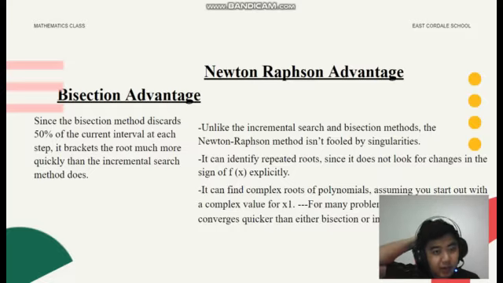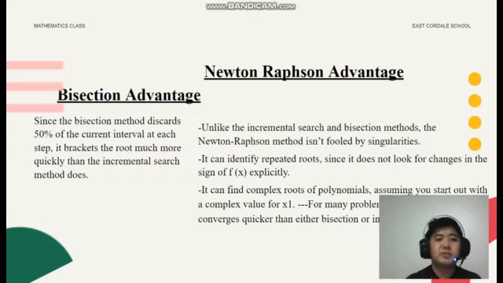Alright, now I will tell about the bisection advantage. Since the bisection method discards 50% of the current interval at each step, it brackets the root much more quickly than the incremental search method does.